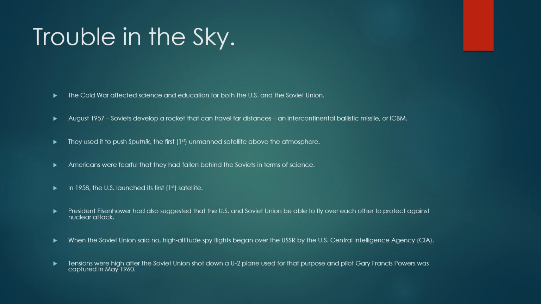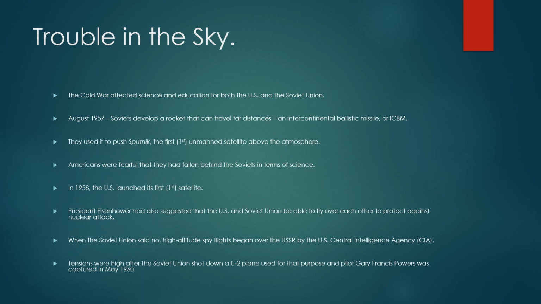So the Cold War affected science and education for both the U.S. and the Soviet Union. In August 1957, Soviets developed a rocket that can travel far distances, known as an intercontinental ballistic missile, or ICBM. And they used it to push Sputnik, the first unmanned satellite, above the atmosphere. Americans were fearful that this satellite could spy on them, could drop weapons, but more so, they were just upset that we had kind of fallen behind the Soviets in terms of science. But about a year later, in 1958, the U.S. launched its first satellite as well.